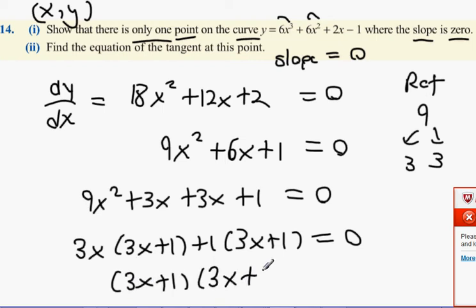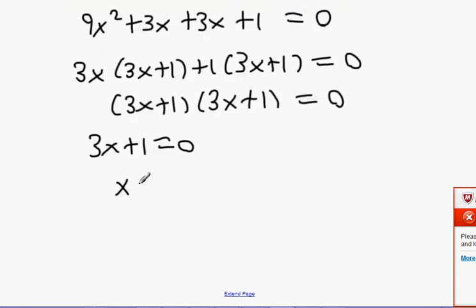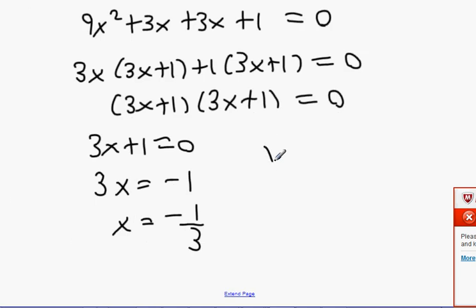Is that what we're expecting? How do you know? Because when you solve them both equal to 0, it's the same thing. There's only one x value that will sort this out. 3x equals minus 1, x equals minus a third. You're not done yet though, because you've got to find out what the y value is.